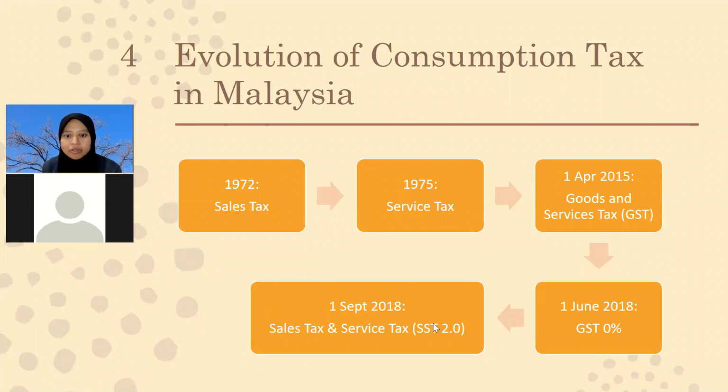Okay, so before it was repealed, to ease the process, starting from 1st June 2018, they still had GST, but it was taxed at 0% at that time, so no GST was paid, although GST was still basically being in place at that time. Okay, but 0%, so we don't have to pay anything until 1st September 2018, after they have arranged everything. GST was repealed and then replaced again with sales tax and service tax. Okay, we usually refer to this as SST 2.0.